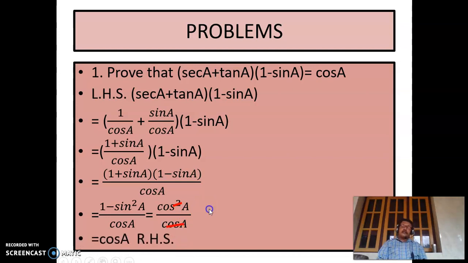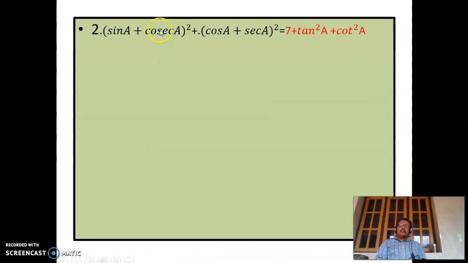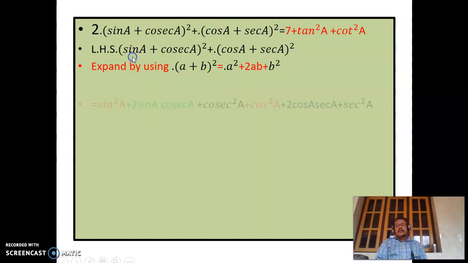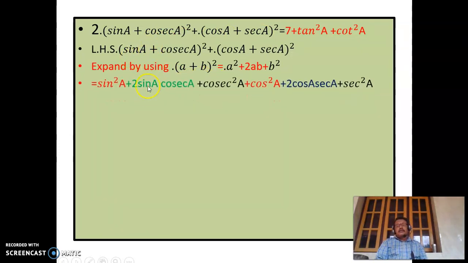So cos A. Consider another problem: (sin A plus cosecant A) whole squared plus (cos A plus secant A) whole squared equals 7 plus tan squared A plus cot squared A. Here each is in the form of A plus B whole squared. Expand using the identity A plus B whole squared. Then you will get sin squared A plus 2 sin A cosecant A plus cosecant squared A plus cos squared A plus 2 cos A secant A plus secant squared A.